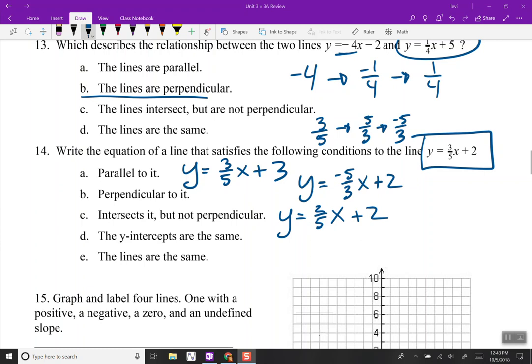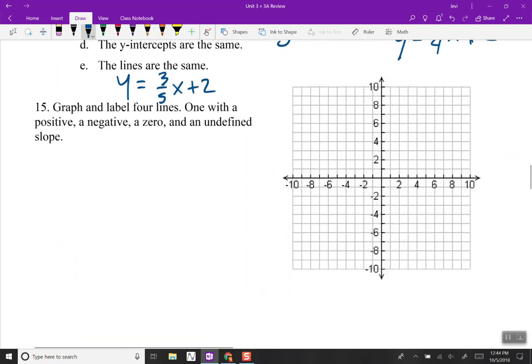D, the y-intercepts are the same, so another equation with the same y-intercept. How about y equals, anything we wanted, 1/4 x plus 2. That has the same y-intercept at 2. The lines are the same. Well, that would be the same equation. Y equals 3/5 x plus 2. If we wanted to, never mind.